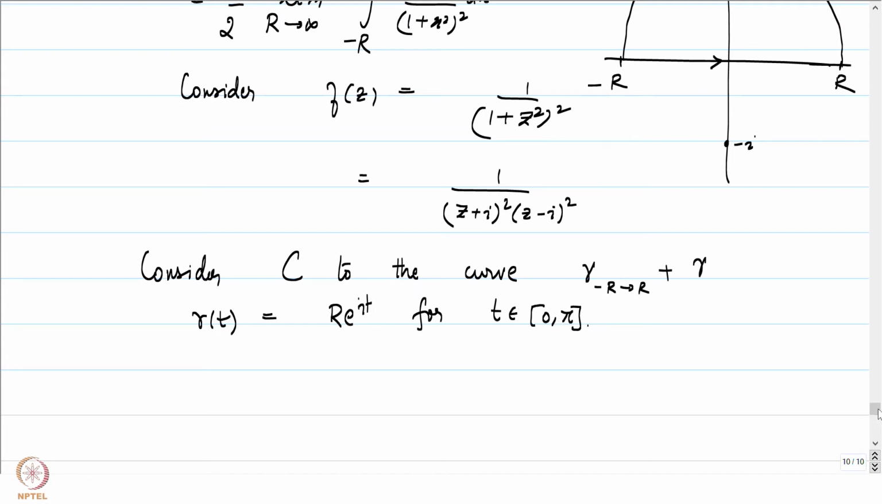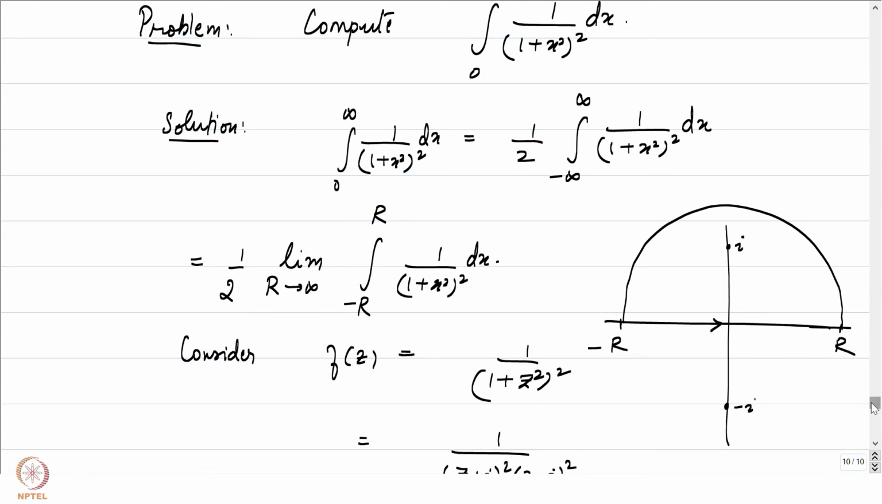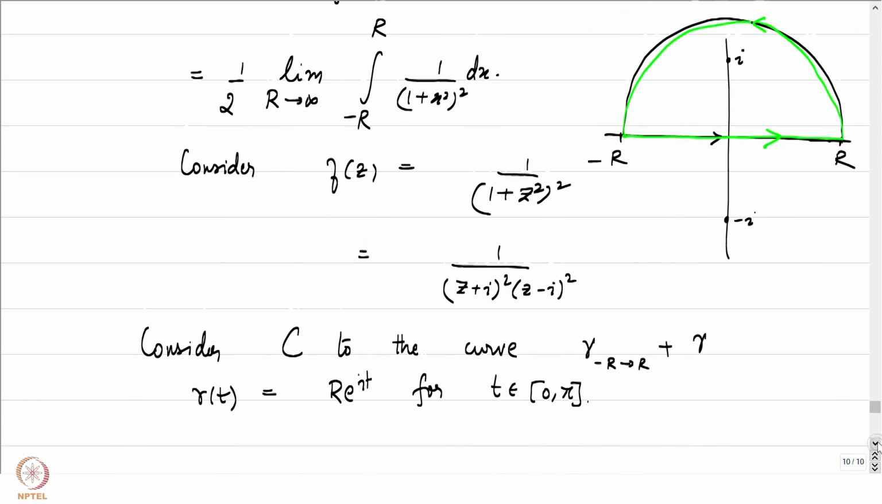So, notice that the curve is just whatever is being drawn in the green, going this way, and then we are coming along this direction. That is precisely what our curve C is trying to do.